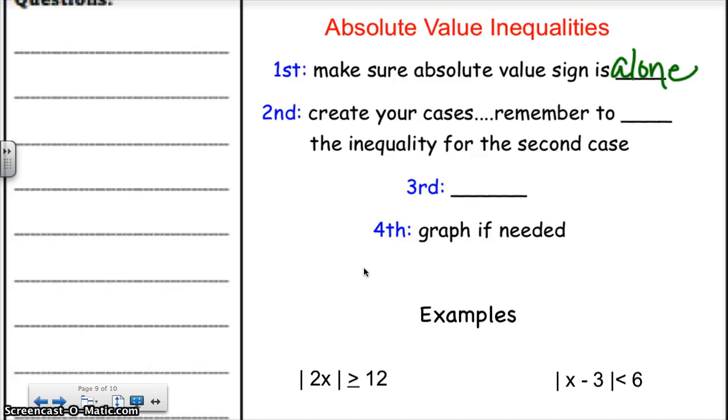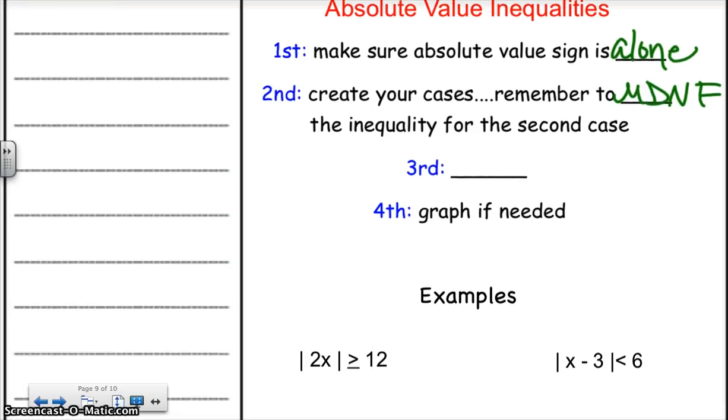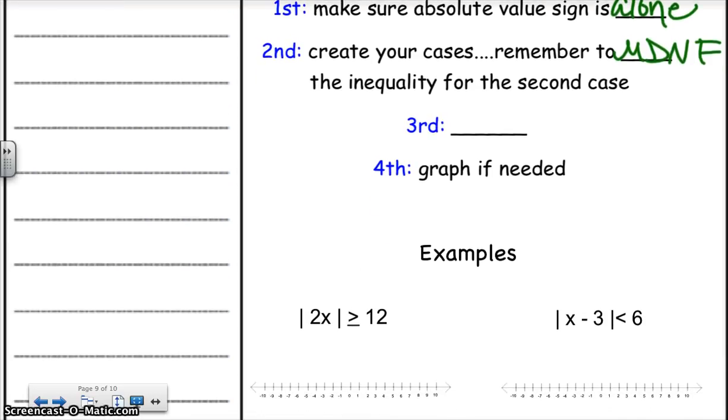Then we create our cases. Is plural. You always have two. We remember that when we create our negative case, we have to MD and F. So anytime you create that negative case, you have to MD and F it. That means flip that inequality. So anytime you create a negative case with inequalities, you MD and F it. Third, you solve it, and then graph if needed.